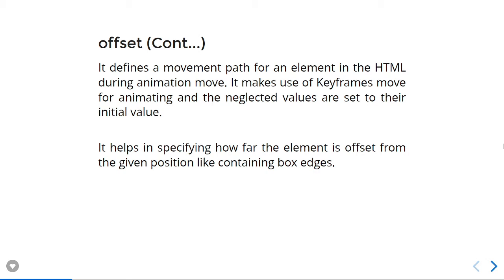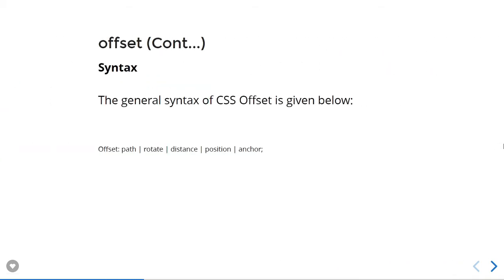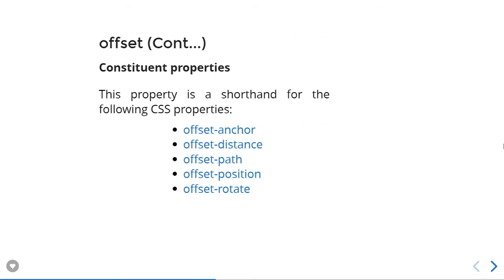It makes use of keyframes to animate, and the neglected values are set to their initial value. It helps in specifying how far the element is offset from the given position, like containing box edges. The general syntax of CSS offset is given below: offset path, rotate, distance, position, and anchor.